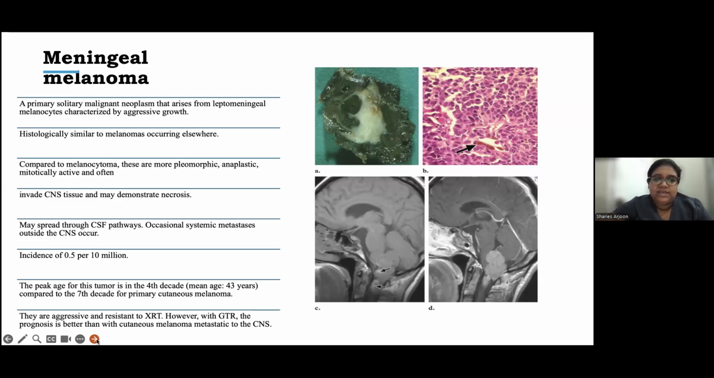Occasional systemic metastases outside of the CNS also occur, and the incidence is 0.5 per 10 million. The peak age of this tumor is in the fourth decade with a mean age of 43 years, compared to the seventh decade for primary cutaneous melanomas. They are aggressive and resistant to radiation therapy. However, the prognosis is better than with the cutaneous melanomas metastatic to the central nervous system.